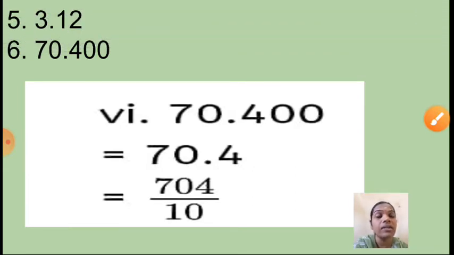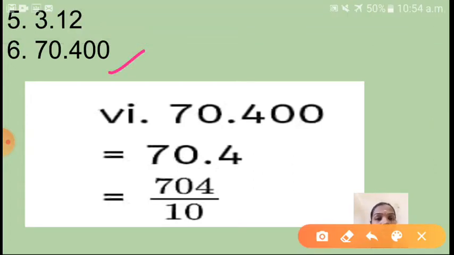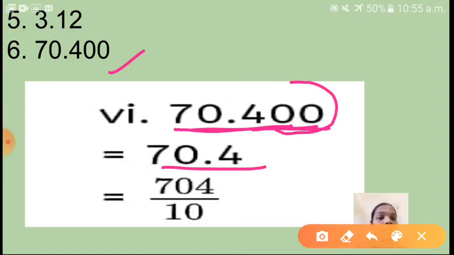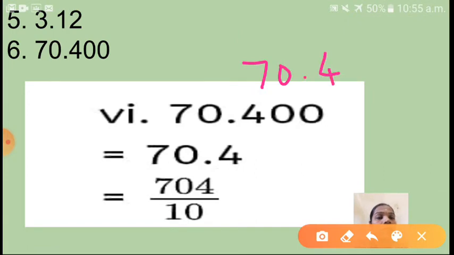The next one is the sixth one. See here, 70.400. Okay, children, so see here, the sixth one I have written here, 70.400. So, children, what is the value of this number? 70.4. Because here this 0 has no value. So see here, 70.400, there is no value here.